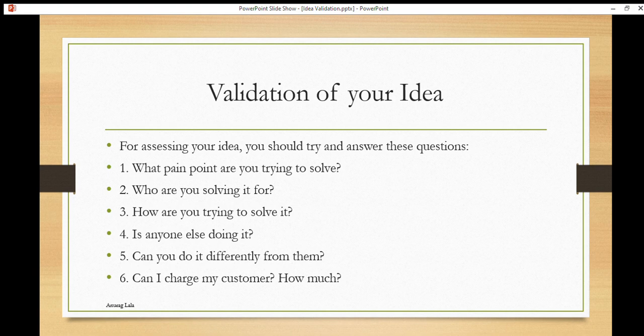Your competitors, most probably, will be there. In today's date, there is no industry without competitors. Every industry has some sort of competitors, definitely. Can you do it differently from them? Yes, you can. You have to make something that will differentiate your product or service from them. And can I charge my customer, and how much? How you will charge them, and how much money you are going to charge. So these 6 questions you have to ask yourself to assess whether your idea is good or not.